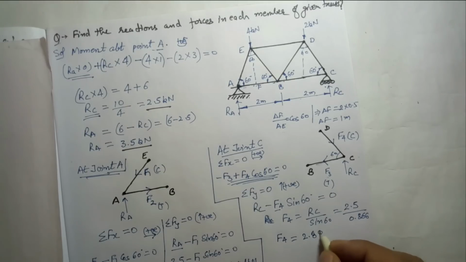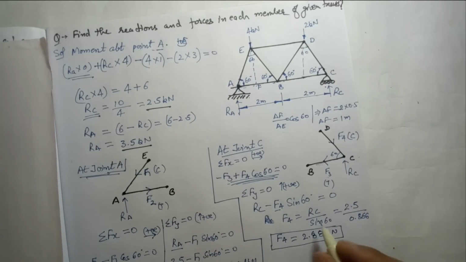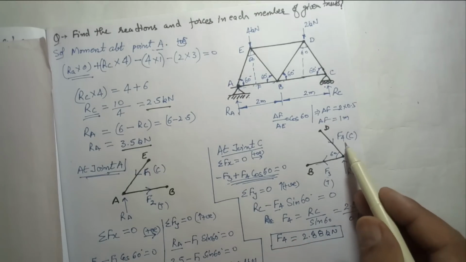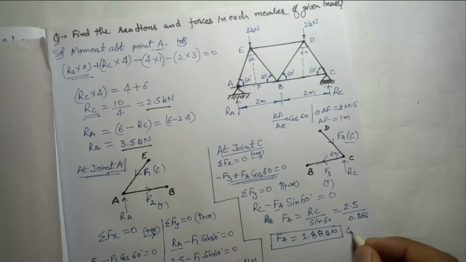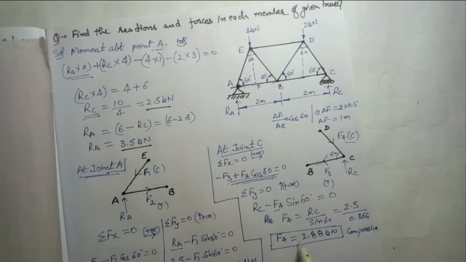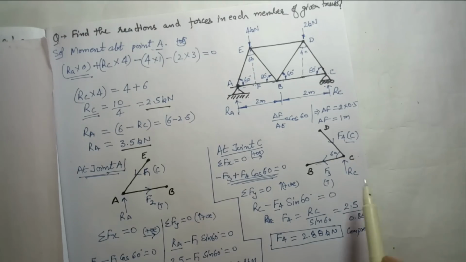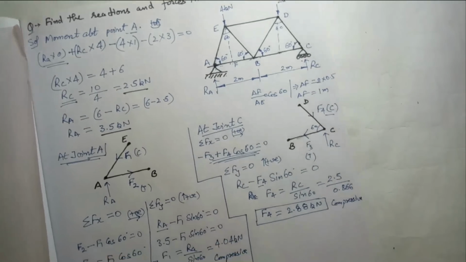2.88 kilonewton, and again it is coming positive, so our assumption for F4, that was compressive, so our answer is the same, compressive. What will happen if it comes minus? Only our assumption will be opposite, means rather than compressive it is tensile. Just we have to show that.